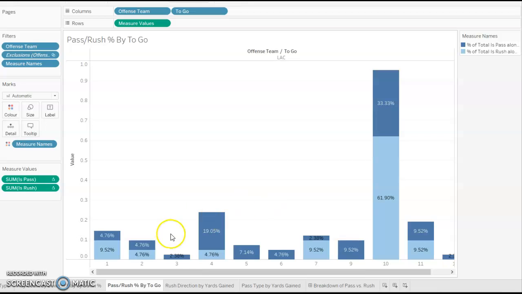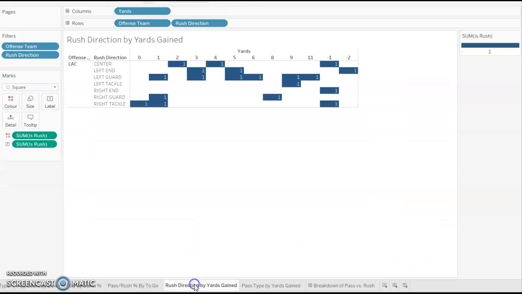Then the next thing that we looked at was rush direction by yards gained. This is where I ran into a little bit of a problem, because it wouldn't count the unique instances where they would rush, maybe 6 yards off to the left guard. They rushed the ball a total of 20 something times and our data here is only actually at 18. So this all falls back probably into somewhere the data wasn't cleaned well enough. We can see here the different places they ran, how many yards they gained, and things like that.